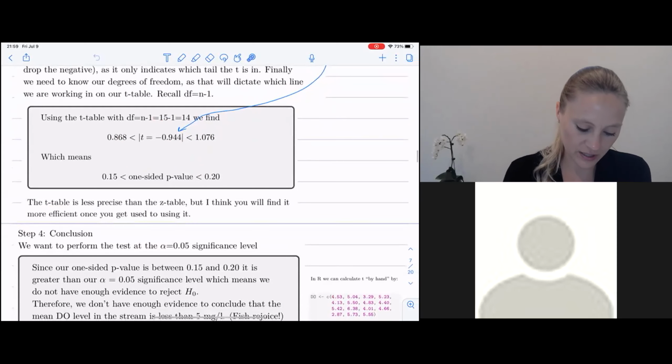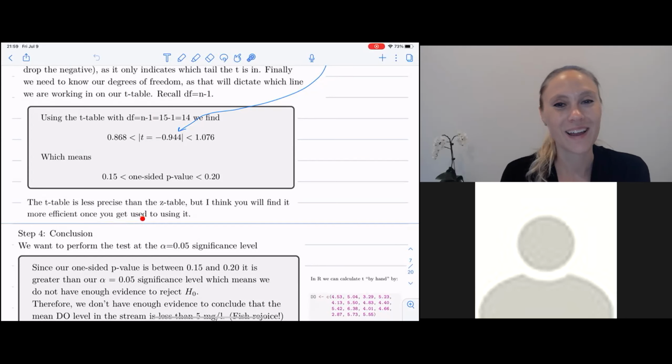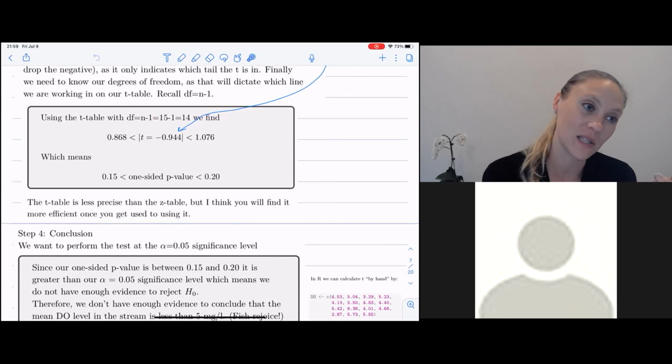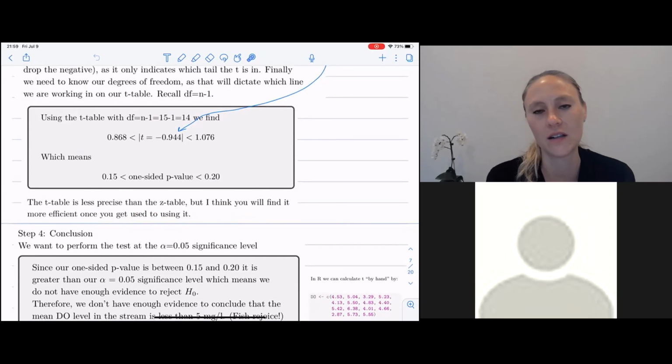I've got a little note here. The t-table is less precise than the z-table, but I guess I'm kind of selling you on the t-table, or trying to, but I think you'll find it more efficient once you get used to it, right? Once you get used to using the t-table, it's really kind of sluggish to go back to the z-table. It's like, oh, all this work. No, I don't want to.